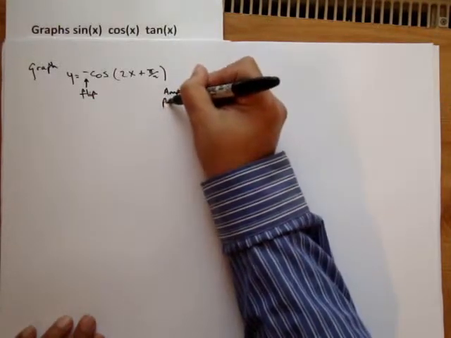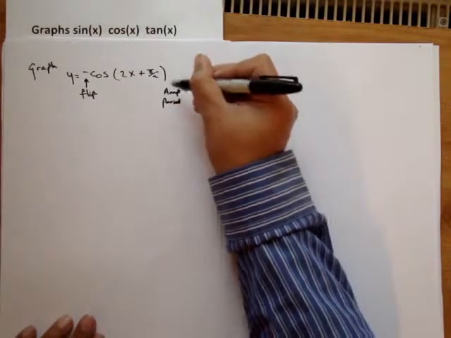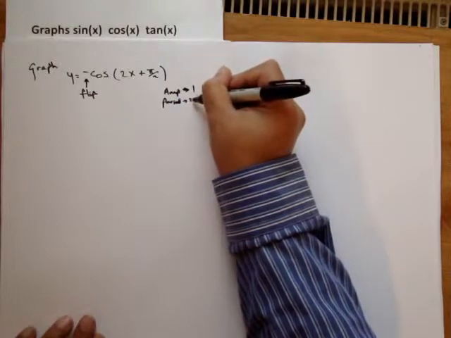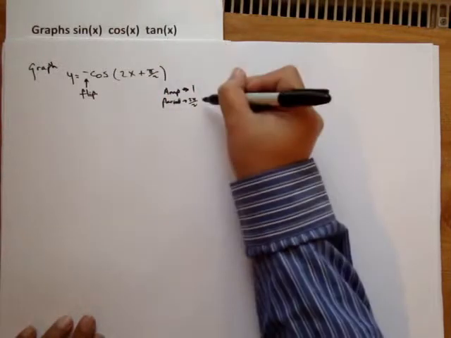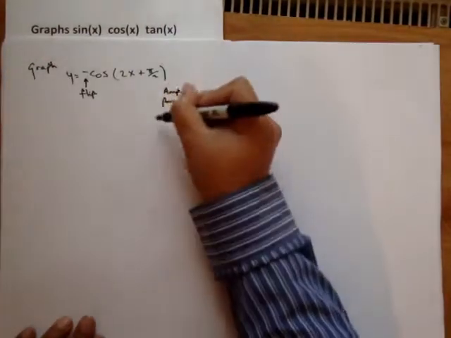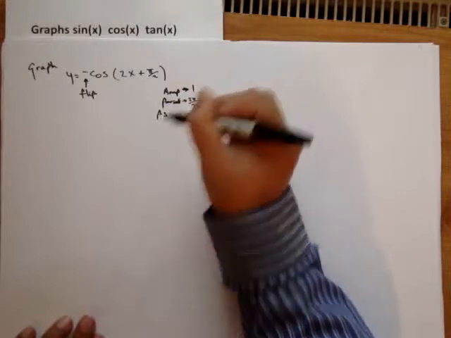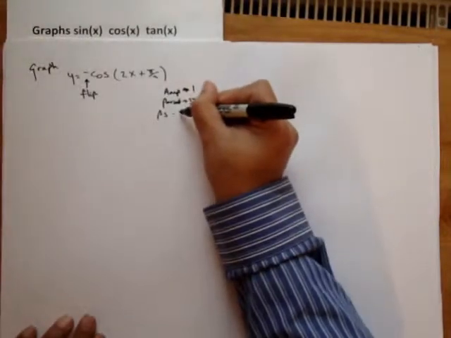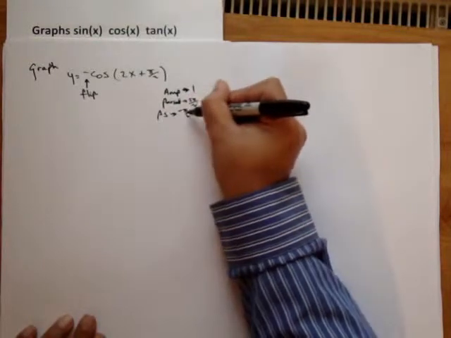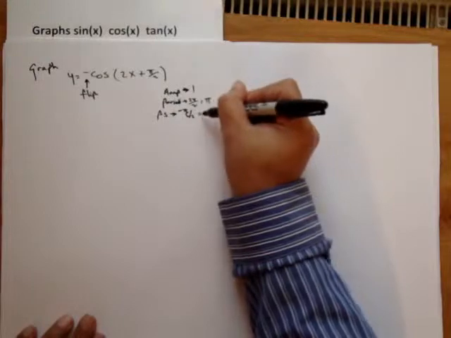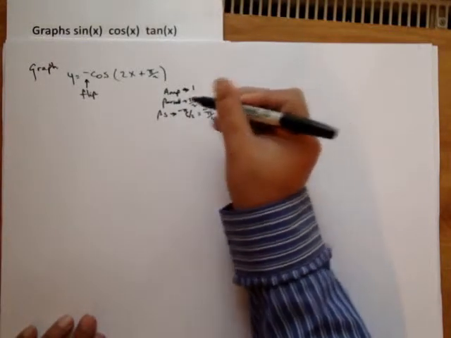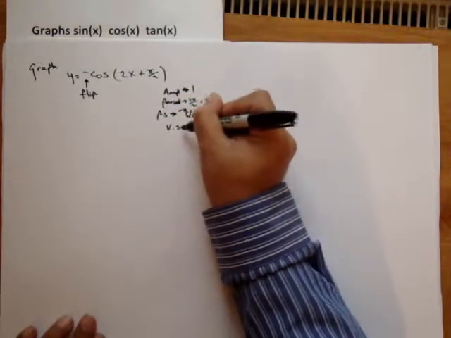Our period is 2 pi over 2, which is a normal period over the 2, and this is just pi. Our phase shift is minus pi over 2 divided by 2, which is minus pi over 4. And our vertical shift, there is none.